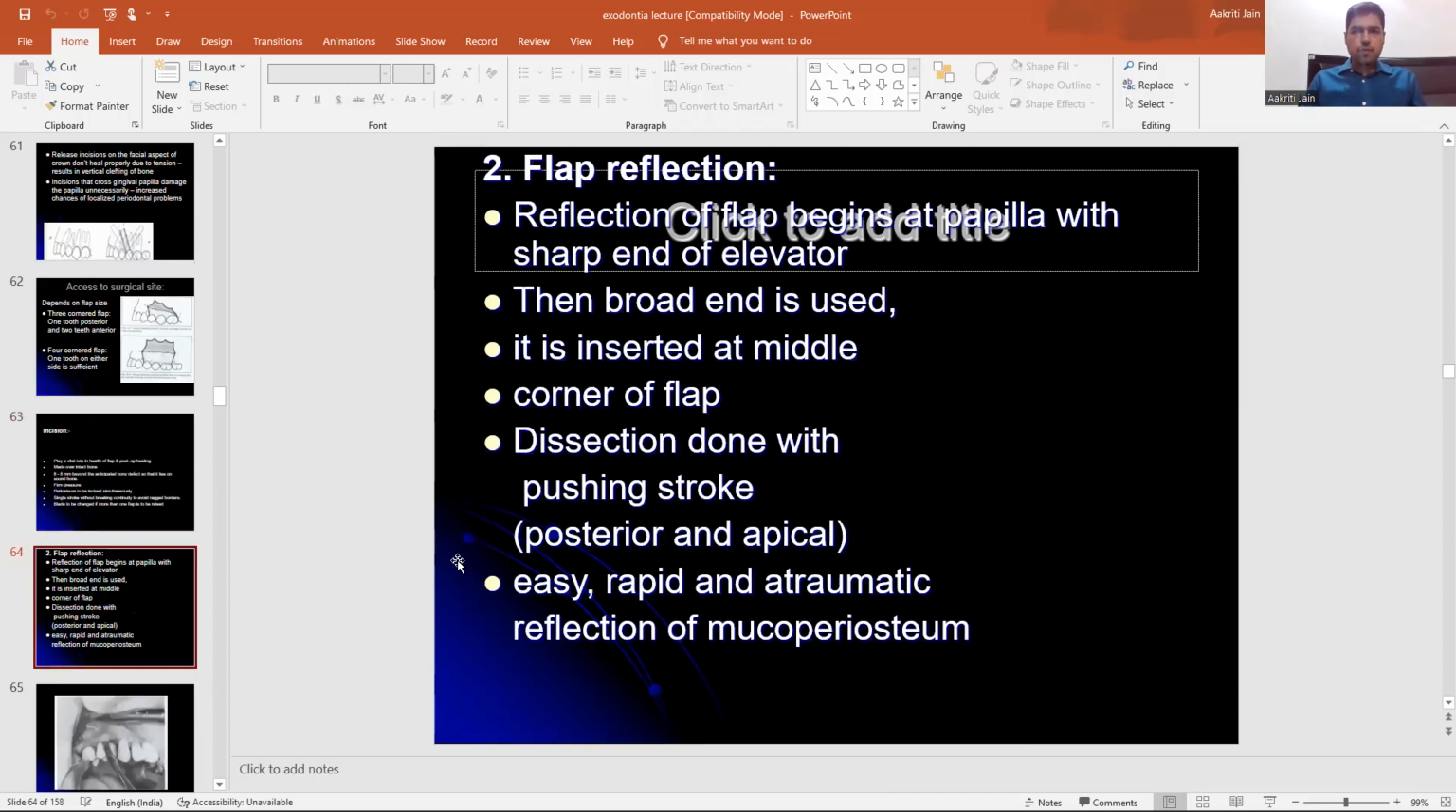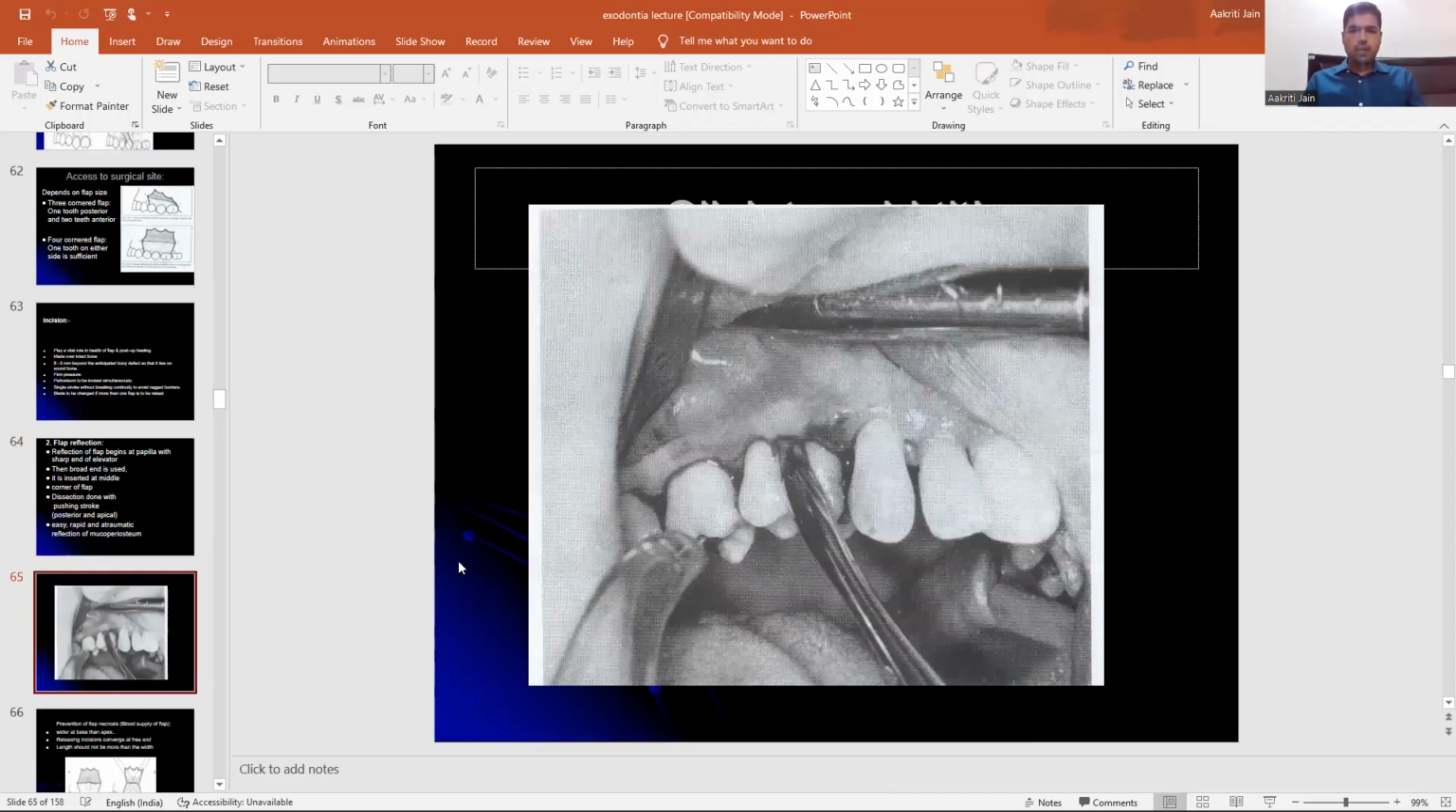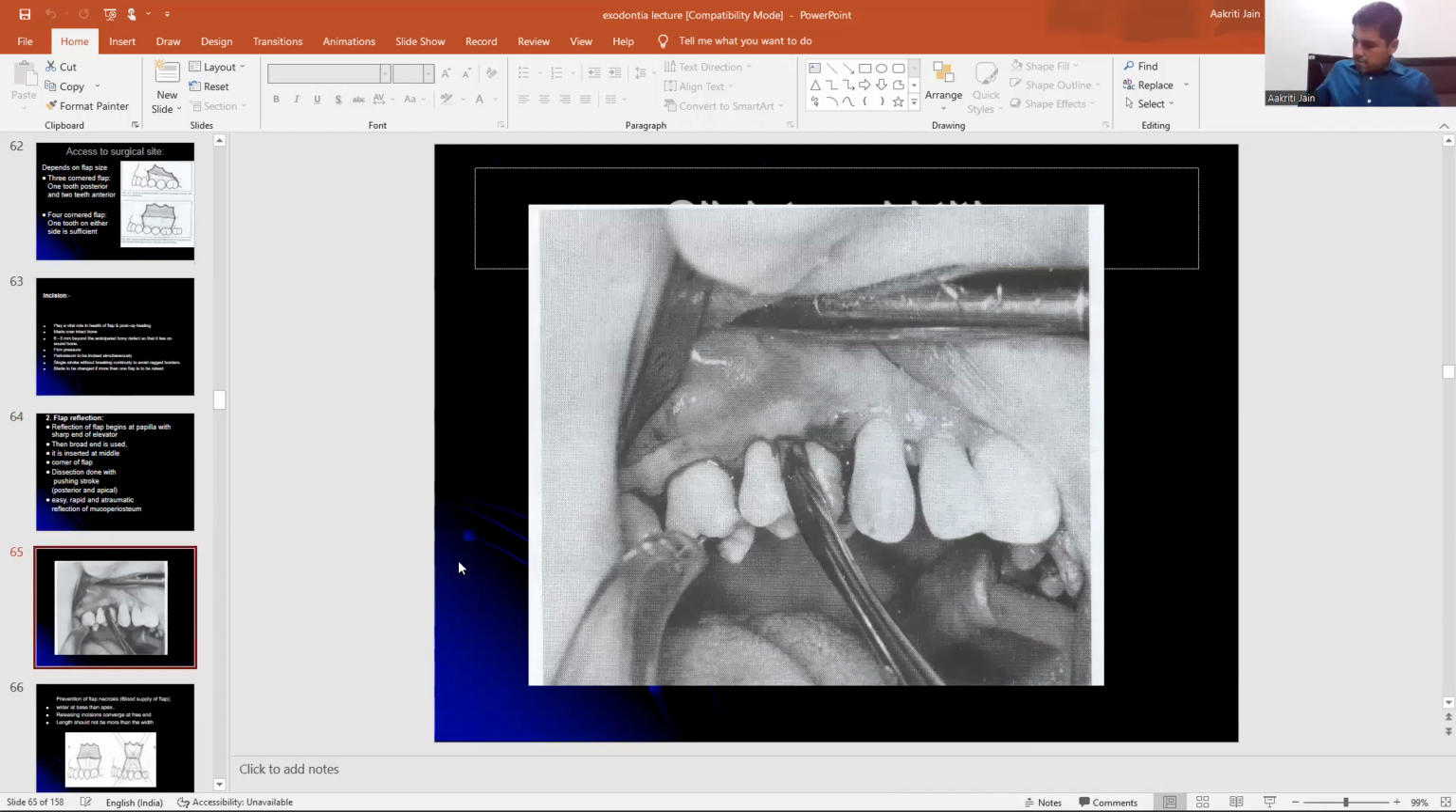The reflection of the flap begins at the papilla with the sharp end of the elevator. Then the broad end is used so that tearing is avoided. It is inserted at the middle and the corner of the flap. Dissection is done with a pushing stroke, posterior and apical, and an easy, rapid, atraumatic reflection of the mucoperiosteal flap is done. As you can see in the picture, this is how you start the reflection of the mucoperiosteal flap.